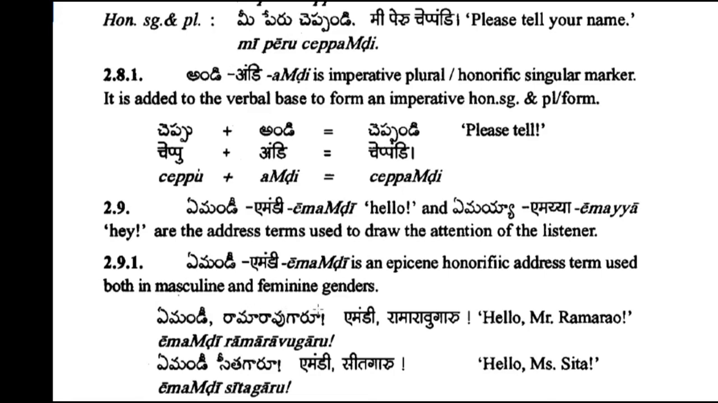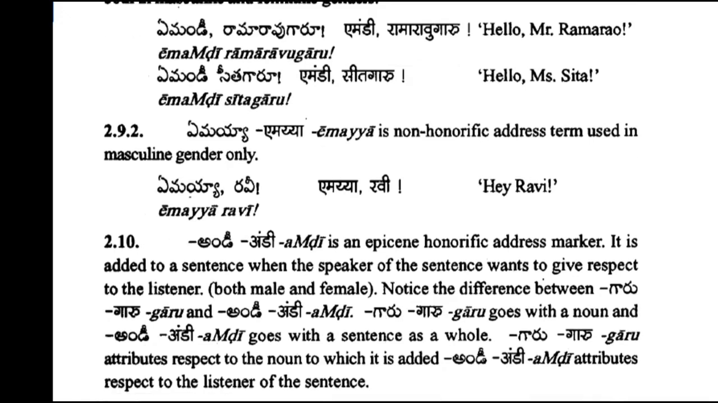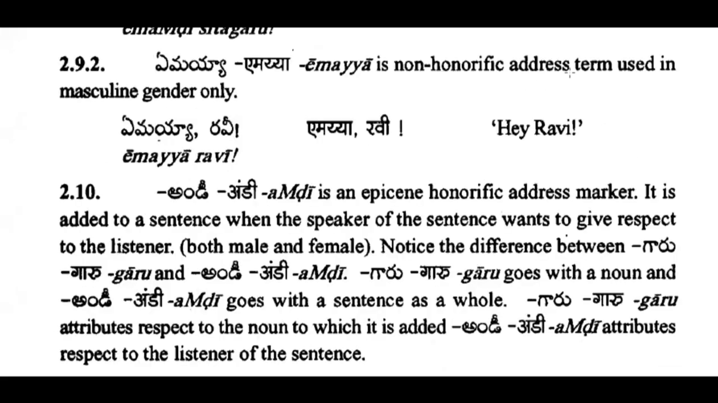So Emandi Ramarao Garu, this is one of the expressions. If you know the name, you can just say Emandi Ramarao Garu, Emandi Sita Garu. Emandi is used for any gender, but Emamma and Emaya are different, used for different genders. You know the meanings now. The next one, Emaya, is a non-honorific address term used in masculine gender only. As we discussed already, this will not show respect, but it's okay. Emandi is more polite.